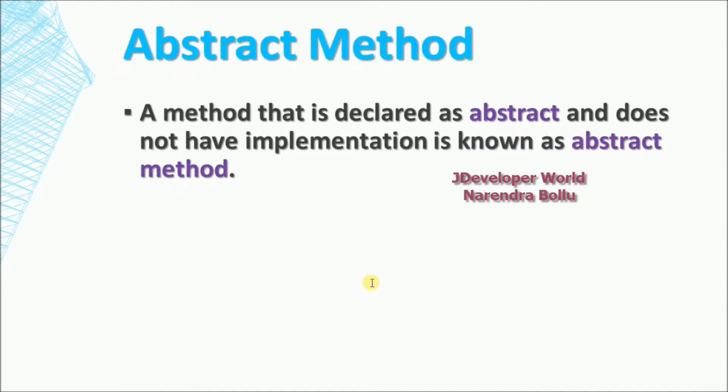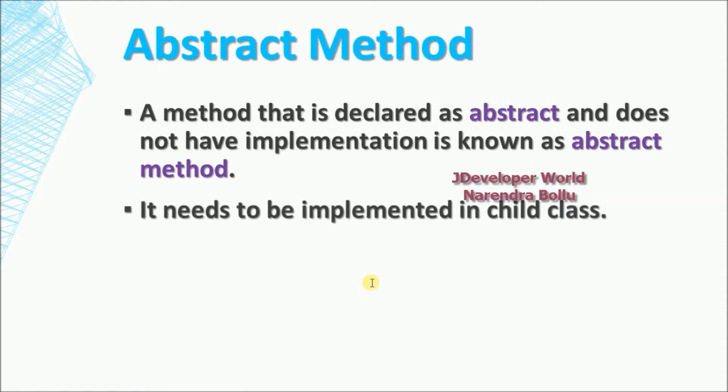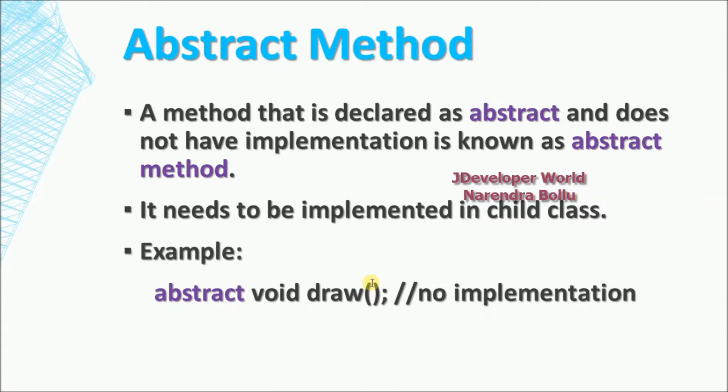Abstract method. A method that is declared as abstract and does not have any implementation is known as abstract method. And it needs to be implemented in the child class. Example: the method void draw I am declaring as abstract using the abstract keyword, like this. Abstract void draw. If you see, there is no implementation. We need to implement this method in the child class.